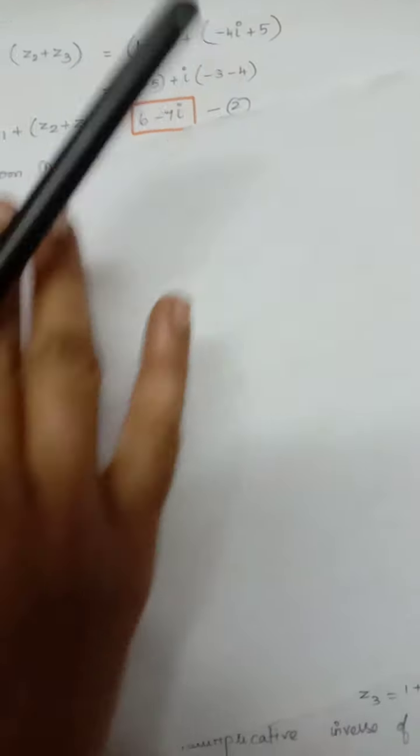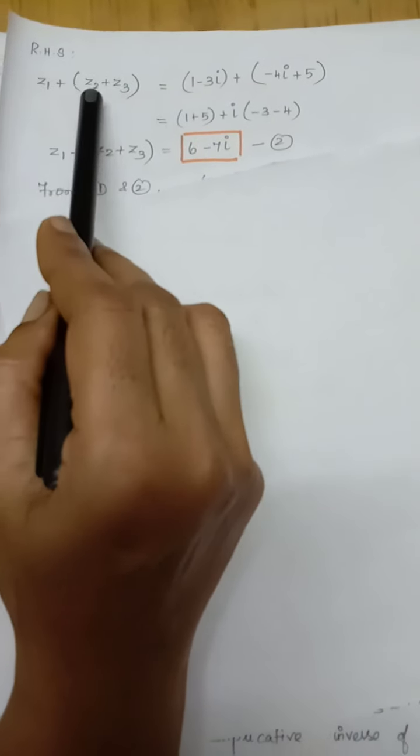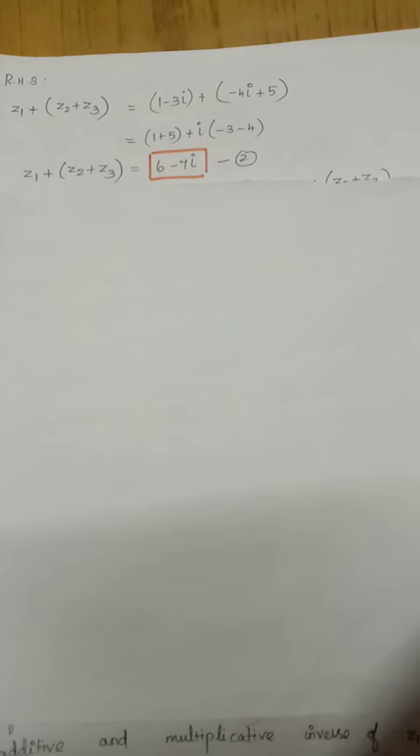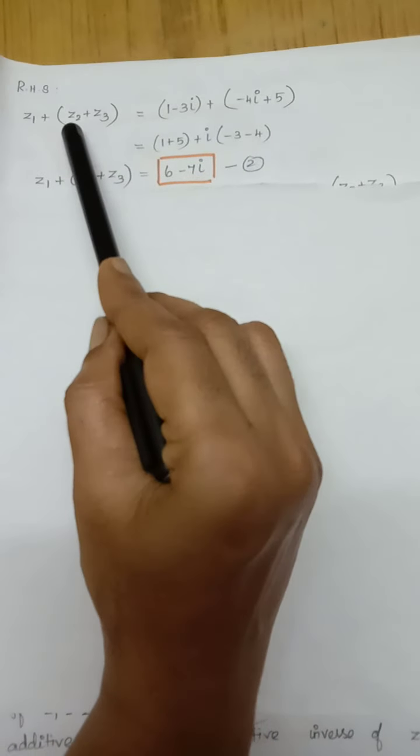Come to the right hand side. Here z1 plus z2 plus z3. z1 is 1 minus 3i, and plus z2 is what?